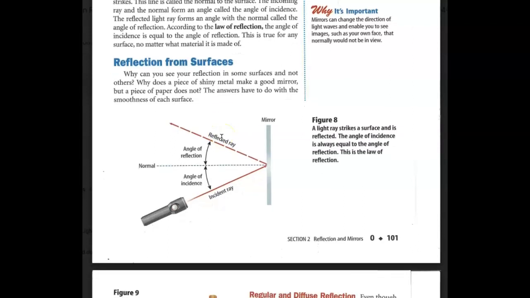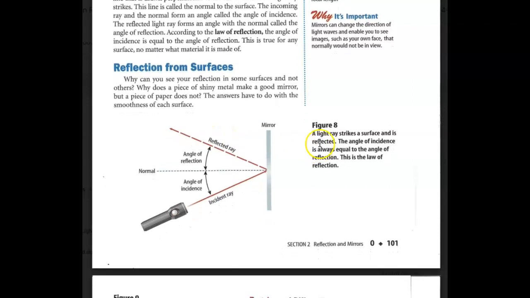Here's that figure they were just talking about up there, figure 8. It says the light ray strikes the surface and is reflected. The angle of incidence is always equal to the angle of reflection. That's called the law of reflection. So what they're saying is as this flashlight shines its light this way and it hits the surface of a flat plane mirror, it will bounce off at this angle. Okay, here's that middle line. So this little angle right here, the angle that it's coming towards the mirror at, is the same angle as the light ray that's bounced off of there.